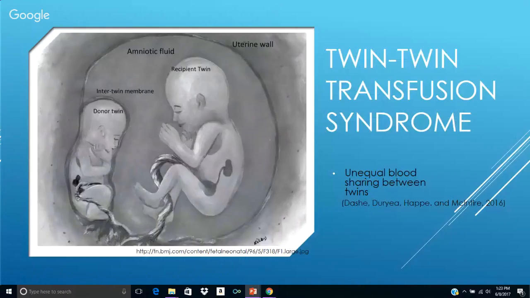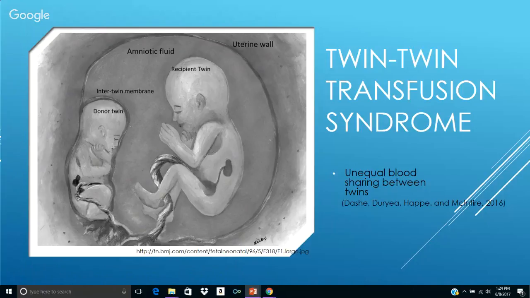So back on track, twin-twin transfusion syndrome. The overall definition is unequal blood sharing between two twins. It is a little bit more complex than that. They have to be monochorionic twins, so that means two identical twins of the same sex sharing a placenta. However, they are unequally sharing the placenta.